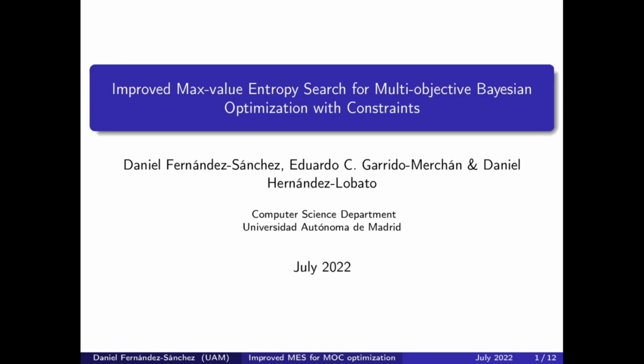I'm Daniel Fernandez Sanchez and I'm going to talk about improved max entropy search for multi-objective Bayesian optimization with constraints. This is a joint work with Eduardo César Garrido Merchan and my PhD advisor Daniel Hernández Lobato.